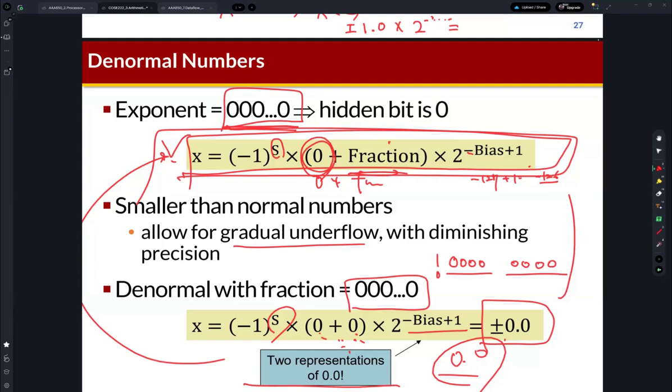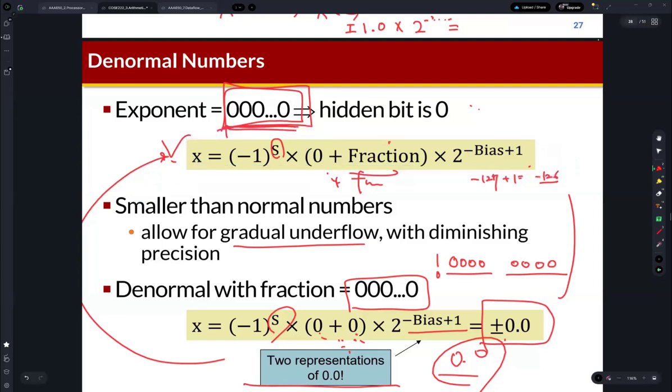So just remember, it's a definition: if the whole exponent part is 0, then it represents this format.